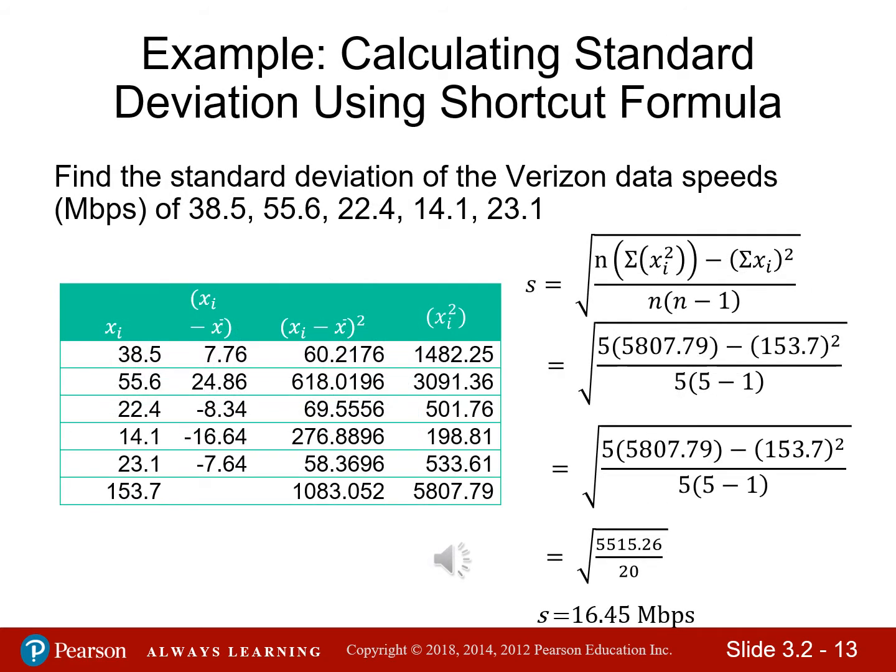This slide demonstrates how we would calculate the standard deviation using our shortcut formula. I won't go through each step like I did on the previous slide, but you can see that I've added an additional column to our table, and that column is the square of each observation in our data set. So you could take this information and plug it into your formula, and you would end up calculating the same standard deviation as we did with the original equation.